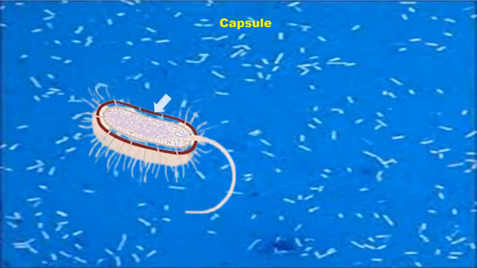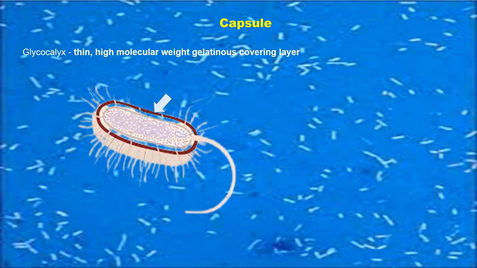Let's see about the capsule. Capsule is otherwise called as the glycocalyx layer, is a gelatinous covering with high molecular weight. This viscous layer has thickness of about 0.2 micrometer. There are two types of capsule, namely macrocapsule with a thickness more than or equal to 0.2 micrometer, and they can be seen only under light microscope.